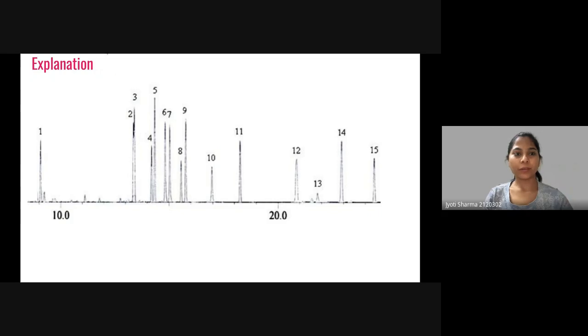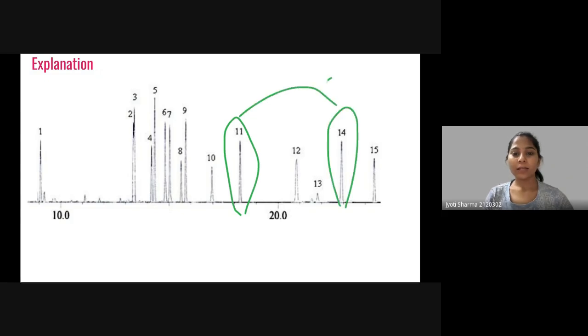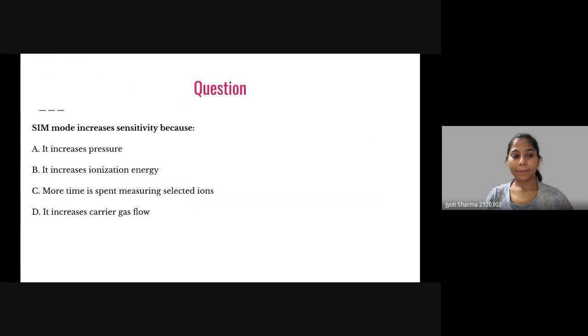So if I show you, if this is the mass spectra, so let's say we are selecting this 11 or let's say 14, and if we are just focusing on these two, then this will be considered as under SIM mode. Okay, SIM mode increases sensitivity because it increases pressure, it increases ionization energy, more time is spent measuring selected ions, it increases carrier gas flow.